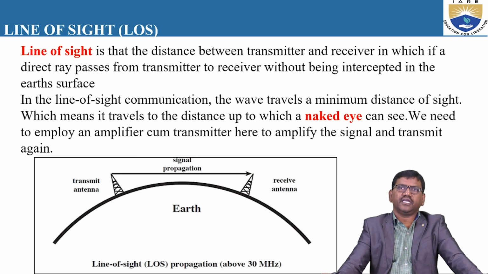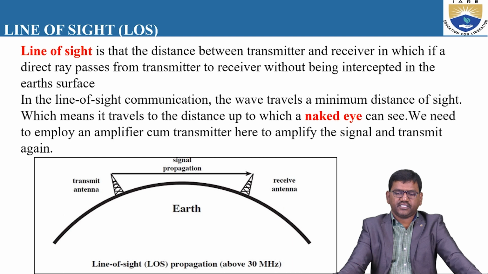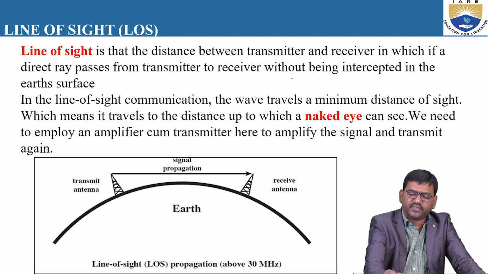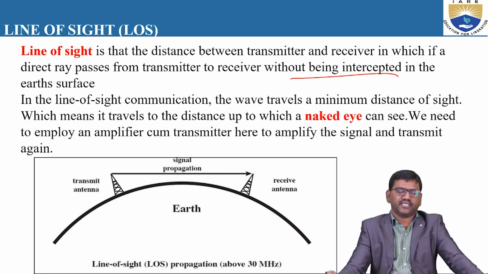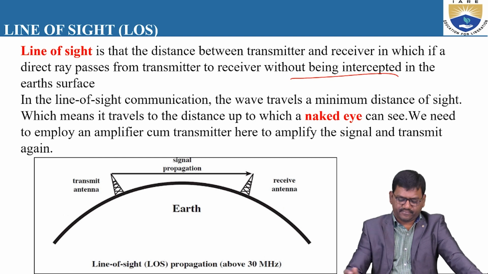So line of sight is the distance between the transmitter and the receiver in which a direct ray passes from the transmitter to the receiver without being intercepted by the earth's surface. Without being intercepted means that there are no obstacles or buildings between the transmitting antenna and the receiving antenna. In line of sight communication, the wave travels a minimum distance of sight, which means it travels up to the distance which the naked eye can see. So we need to employ an amplifier cum transmitter here to amplify the signal and transmit it again.